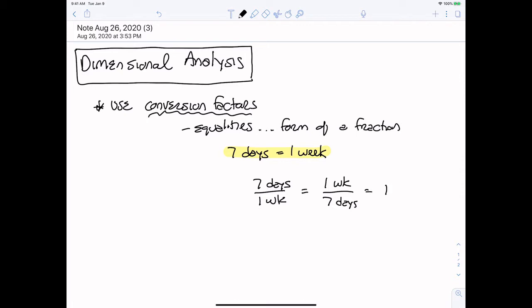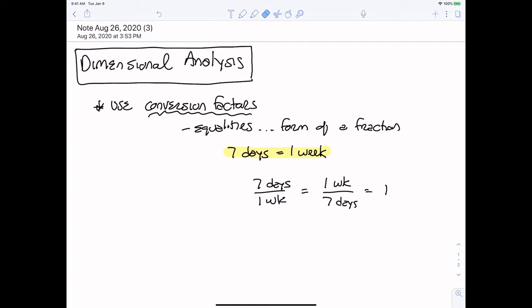Yeah, 1, right? Two things that are equal. 6 over 6 is 1. 7 over 7 is 1. 0.1 over 0.1 is 1, right? If you have something that's the same on the top and the bottom, that fraction is always going to be equal to 1. Well, since 7 days is equal to 1 week, right? It's the same as 6 over 6 essentially, then those fractions are also going to be equal to 1. So what we're going to do is we're going to take the number that we're given in our problem, we're going to multiply it by a whole bunch of these conversion factors, basically by 1 multiple times, and then we're going to get our answer.